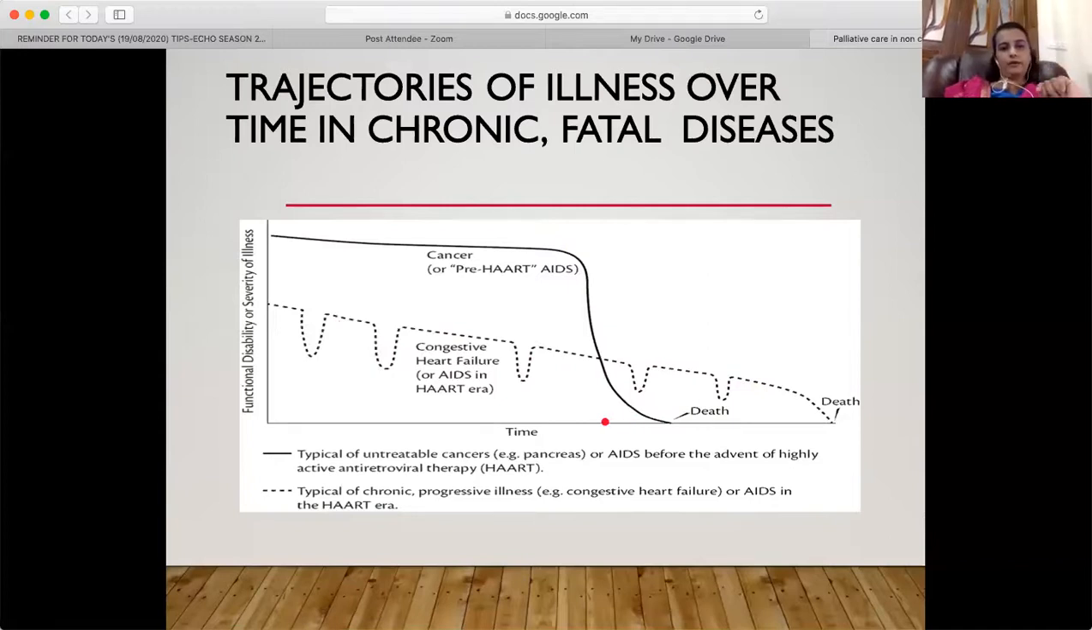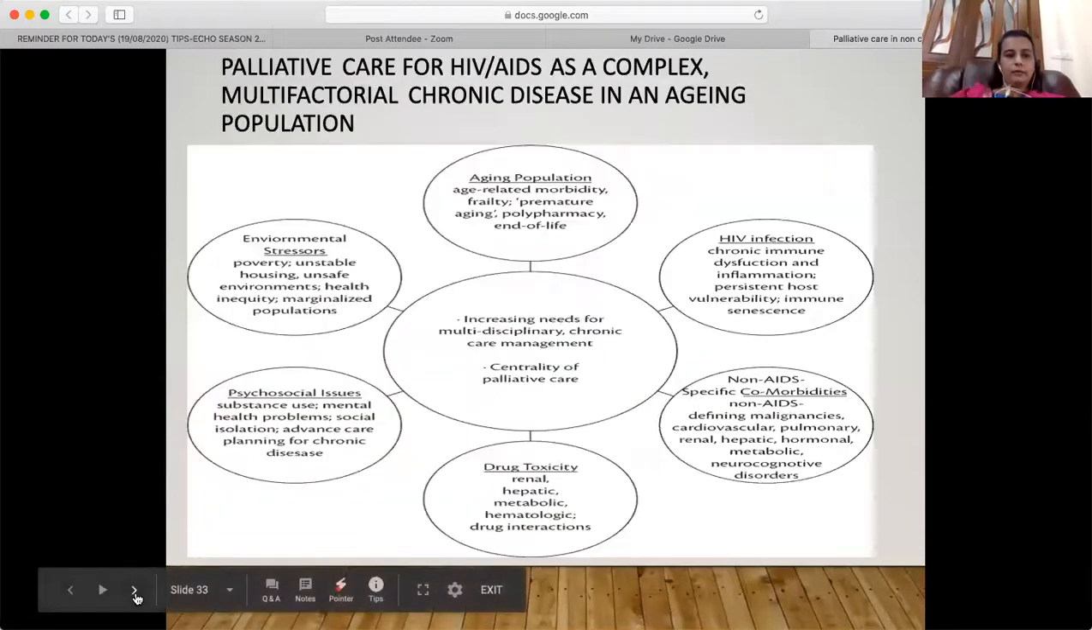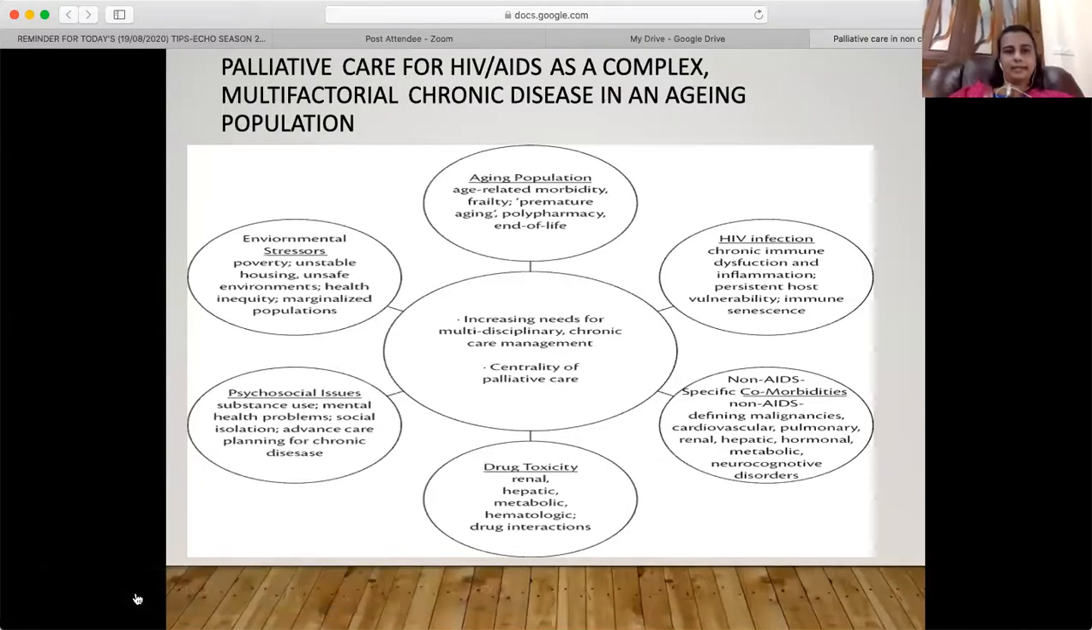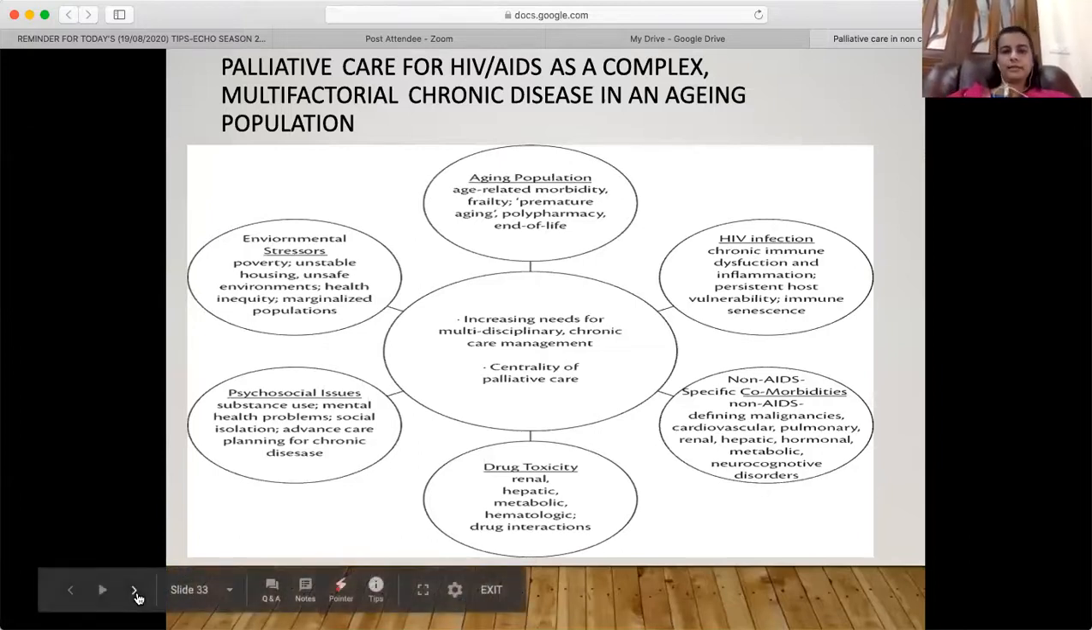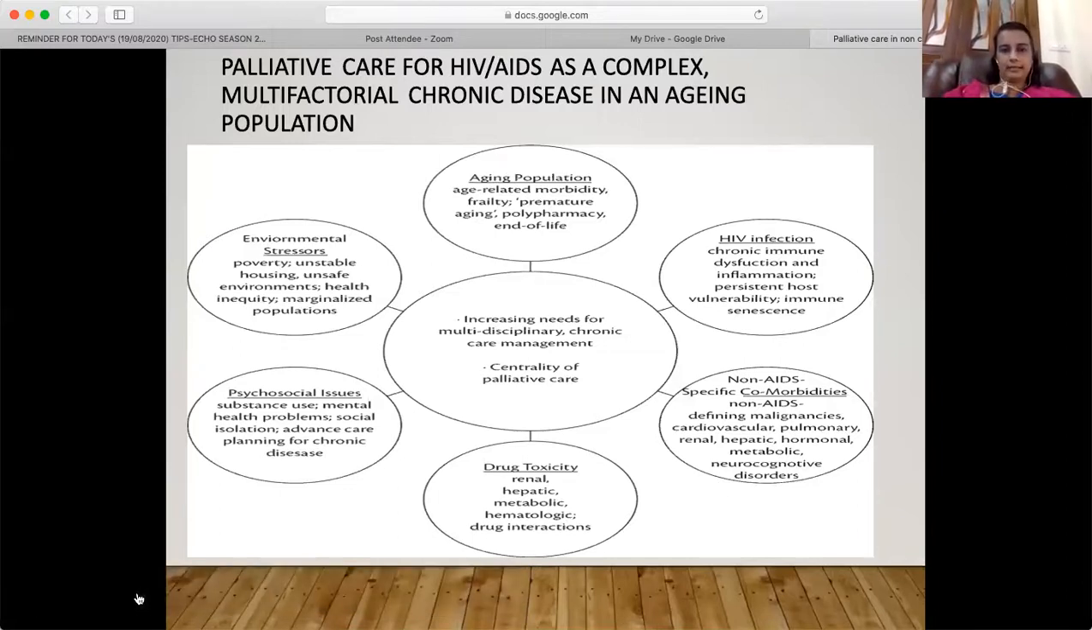So what you find is that AIDS in the HAART era has come back to being like chronic diseases such as congestive heart failure or chronic COPD, where you could go on for some time and die after some time, like a chronic disease. So in which ways can we help? What are the needs of palliative care in the HIV/AIDS complex? It is a multifactorial disease, like a chronic disease in an aging population. You can see that there are increasing, multidisciplinary needs. Like any other chronic disease, there's a role for palliative care in managing these patients.